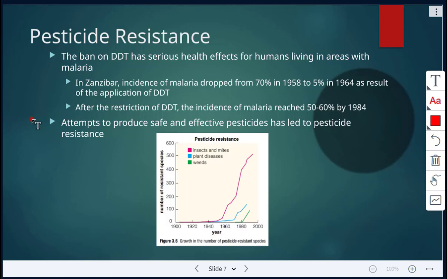Another thing to note is that these attempts to produce safe and effective pesticides have also led to pesticide resistance. Basically, species are able to survive in the presence of those chemicals. Those chemicals are not harming them anymore. And it can produce, for example, superbacteria that can survive antibiotics. Therefore, you have these species now with antibiotic resistance.